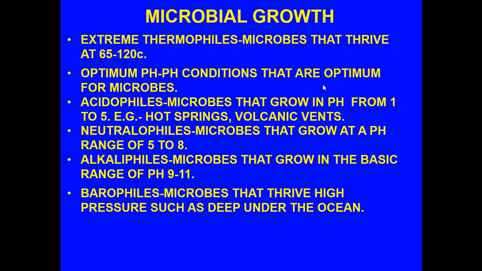Now, not only do we have temperatures that are optimum, but we have optimum pH conditions. Microbes have a favoring of a pH. Some of them are neutral, so they would be neutrophiles, microbes that grow at a pH range of 5 to 8. But acidophiles, these are microbes that grow in a pH from 1 to 5. For example, some of them may exist in hot springs and volcanic vents. Alkalophiles, these are microbes that grow in the basic range of a pH from 9 to 11.